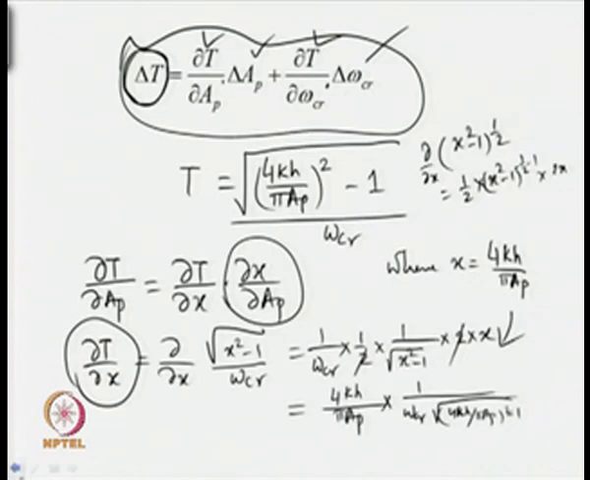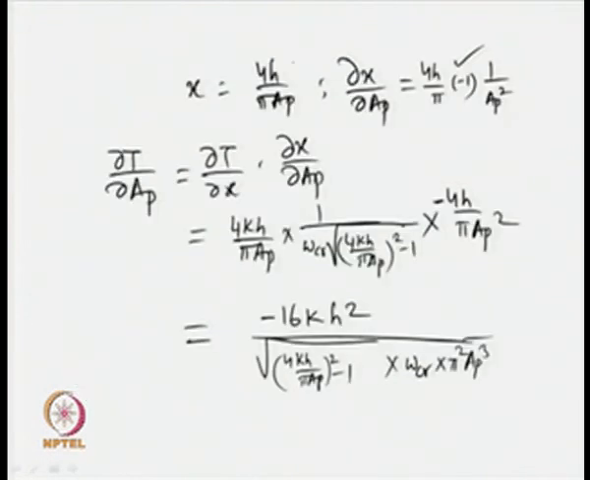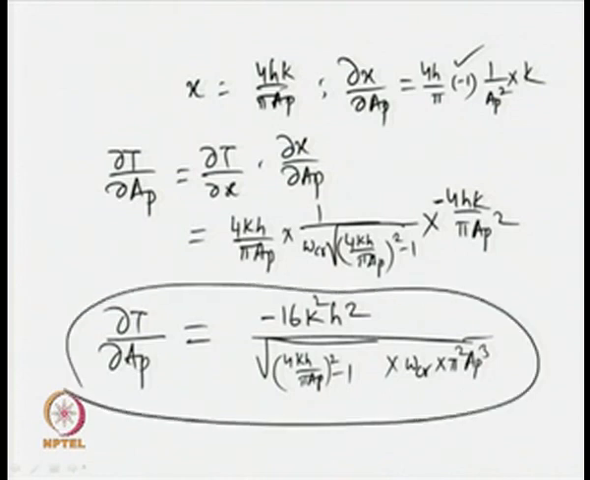x is equal to 4 k h by pi a p. I am missing a k over here. So, one k will come in the expression. So, it will be k square, finally, it will be k square. Okay. One k is missing. So, finally, we get the partial differentiation of t with respect to the peak amplitude A p, this one.